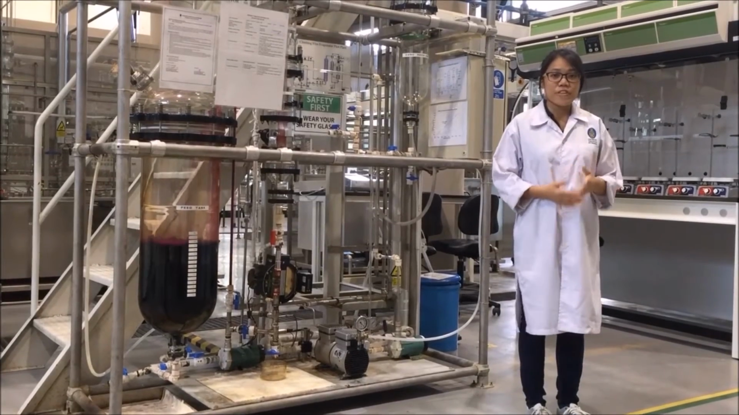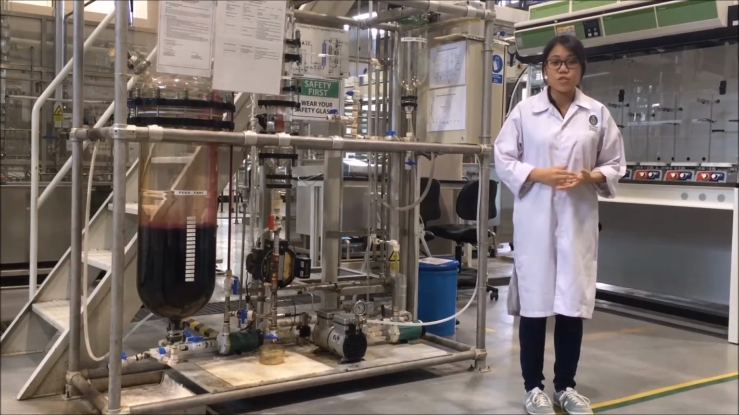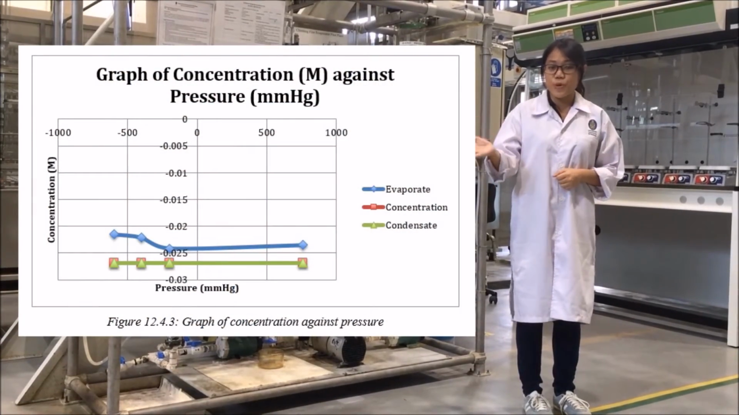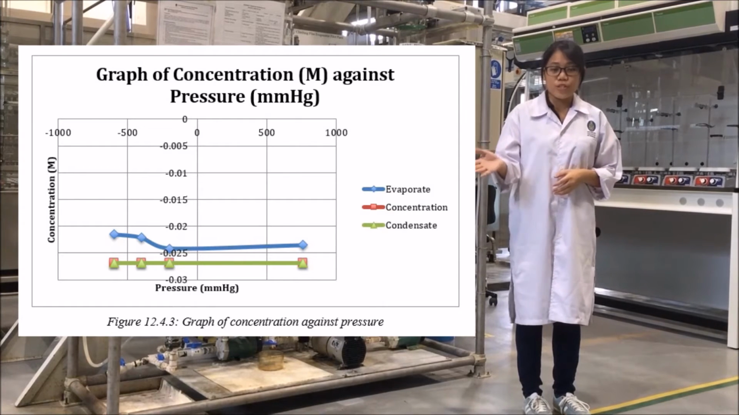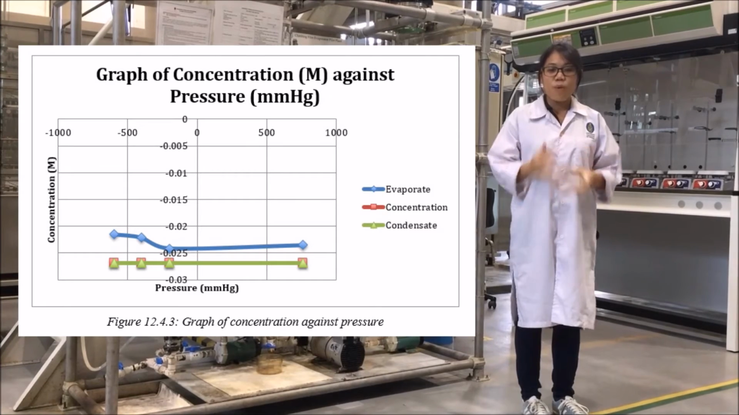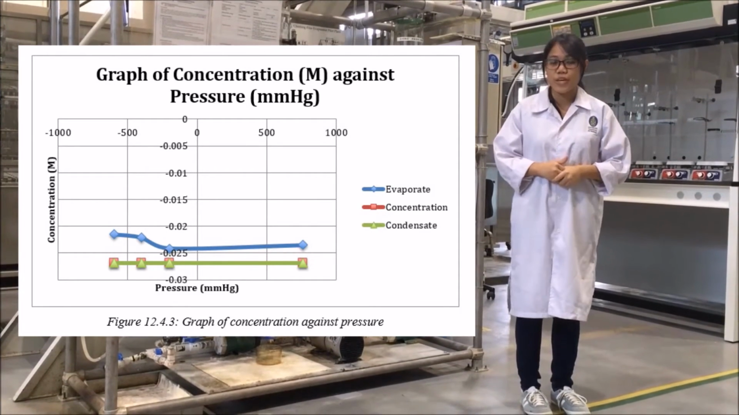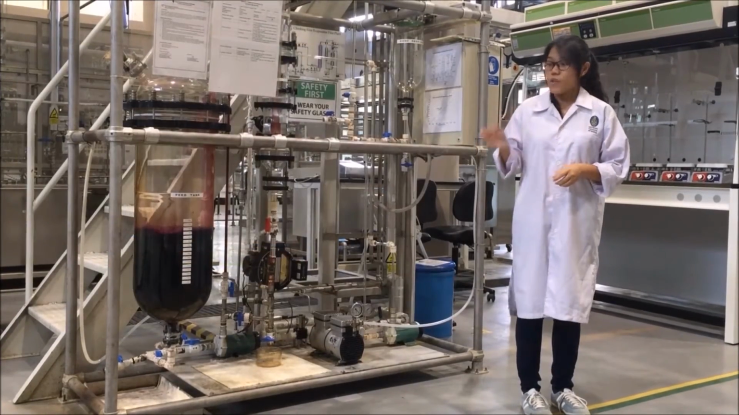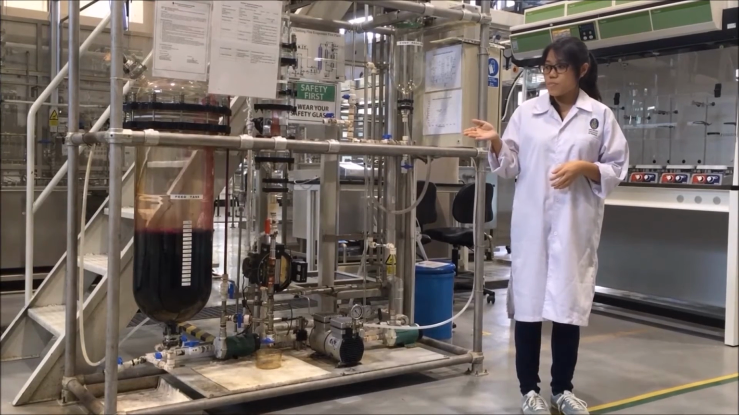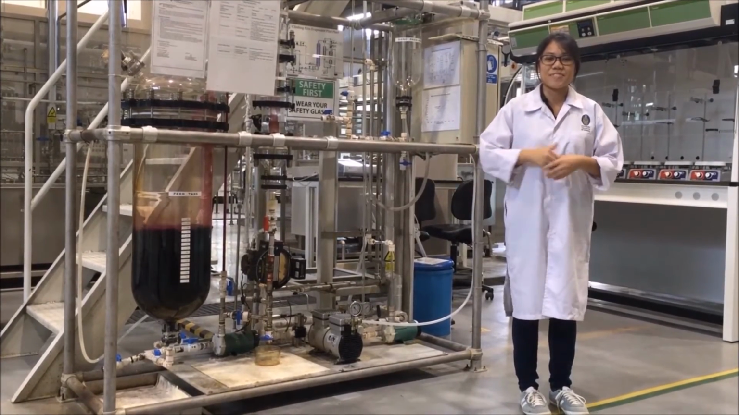Next, from the refractive index we obtained in the experiment, we convert the refractive index into concentration. On my right, this is the graph of concentration versus pressure. When we decrease the pressure, the evaporation rate will increase. Thus, more vapor will be vaporized from the evaporate into condensate and concentrate. Thus, the concentration of evaporate will increase because the potassium permanganate inside becomes more concentrated.